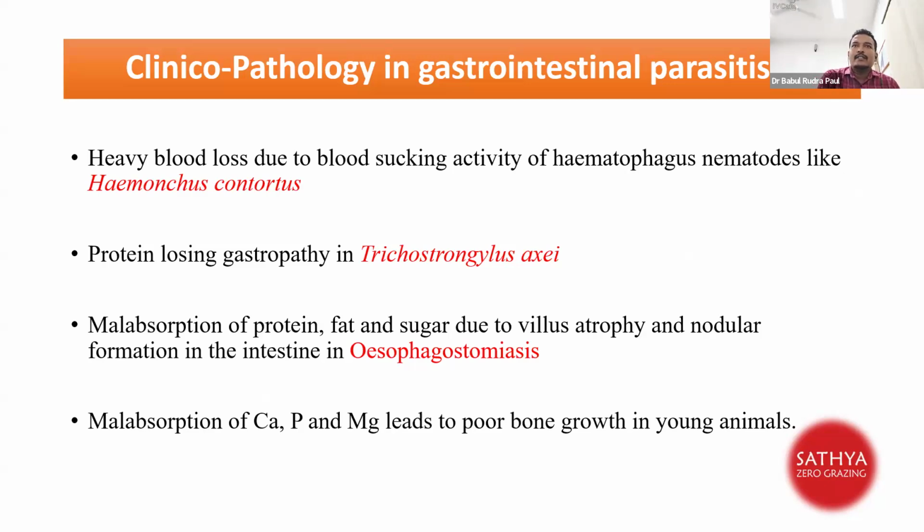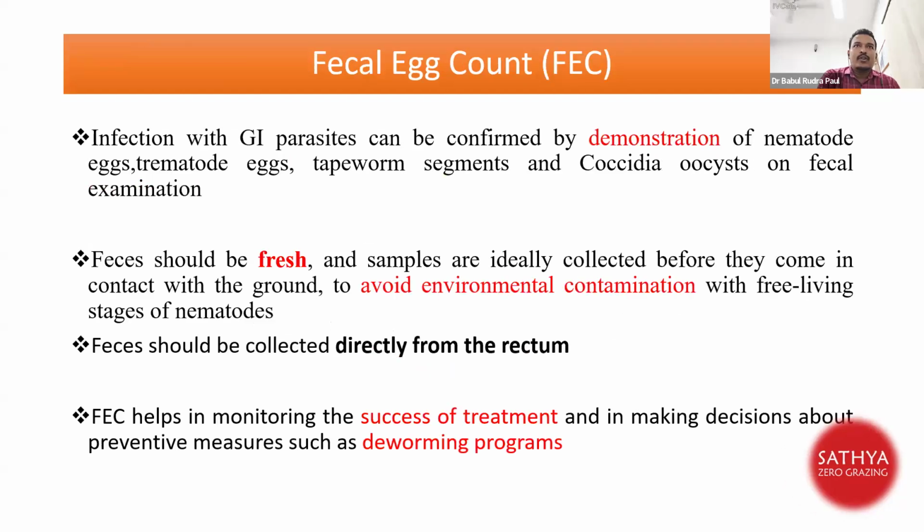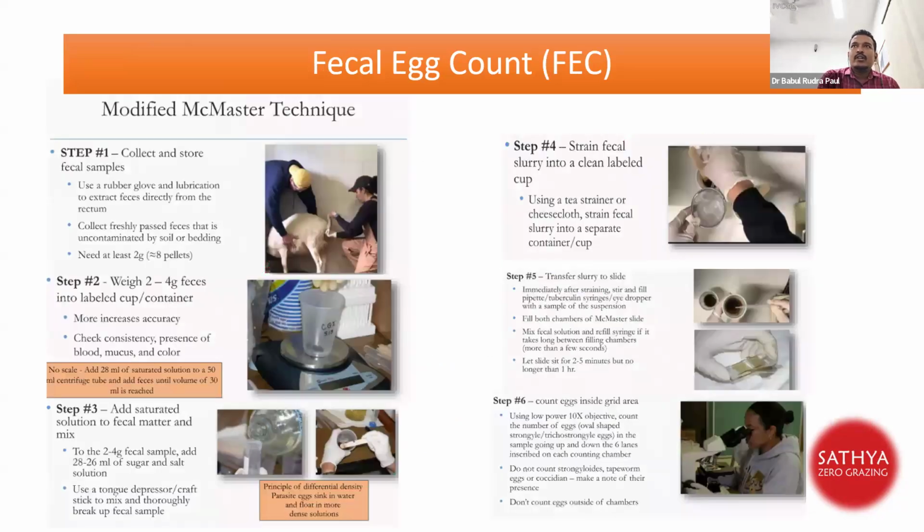So young animals are suffering due to this malnutrition. For controlling or clinical management, we have to first check the fecal egg count. For this fecal egg count, we have to collect the fecal sample freshly from the rectum, before contamination with the ground. For this fecal egg count, we should follow the modified McMaster technique.